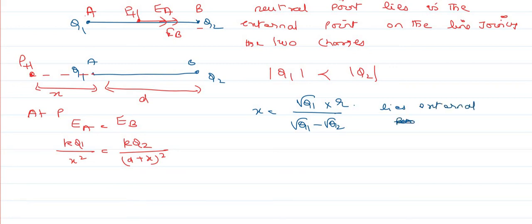Lies external and closer to the smaller charge. But when you apply this formula, this distance will always be from Q1, because in the numerator we are taking Q1. But you should remember that it lies near, closer to the charge of smaller magnitude. When you apply this formula, it will be from Q1. That point alone you need to keep in mind.